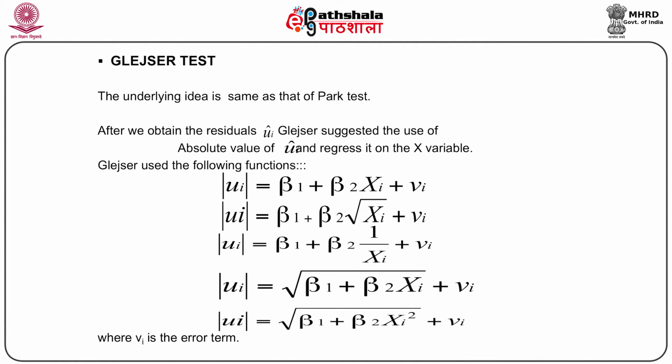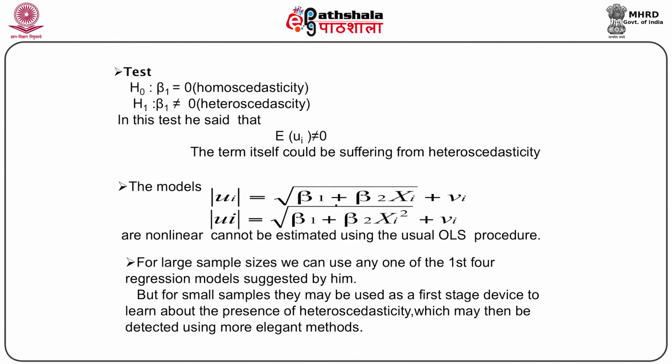Now, in case of testing homoscedasticity, we wish to test the null hypothesis that beta 2 equals 0 against the alternative hypothesis beta 2 not equal to 0. In this test, Goldfeld and Quandt pointed out that the expected value of the error term vi is non-zero and the term itself could be suffering from heteroscedasticity.